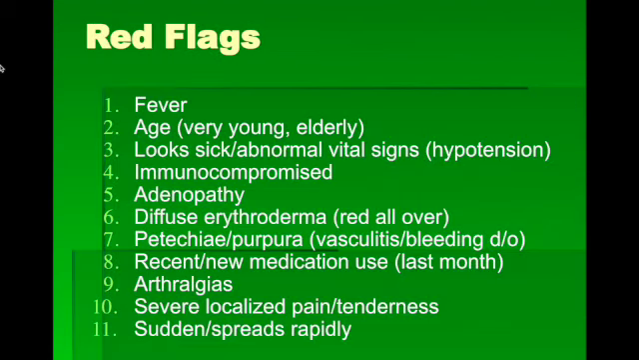Overall, some red flags to just be conscious of: fever, age, so people who are very young or very old, patients who look sick or have abnormal vital signs like hypotension, tachycardia. These things should be very concerning for you. Immunocompromised patients, people who have swollen lymph nodes, when you have really diffuse red skin, sort of that red all over, making you think about the exfoliative dermatitis that we talked about earlier. Petechia, purpura, usually associated with some pretty scary conditions that need to be managed quickly.